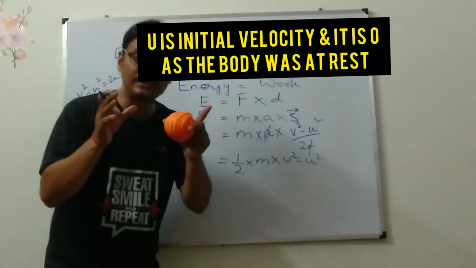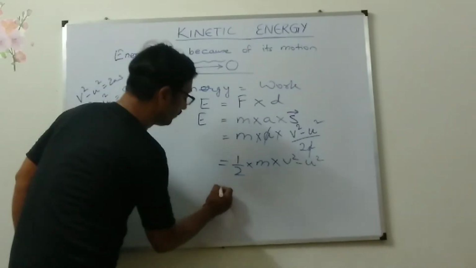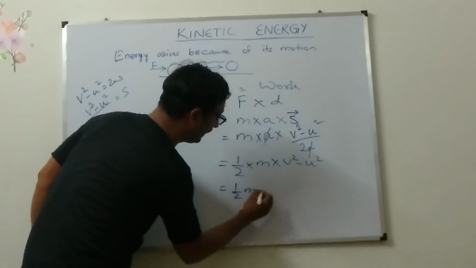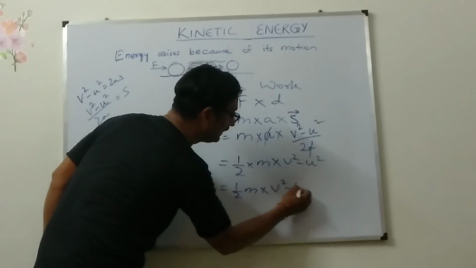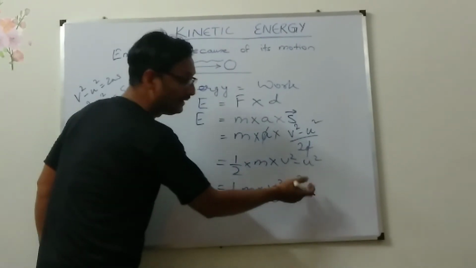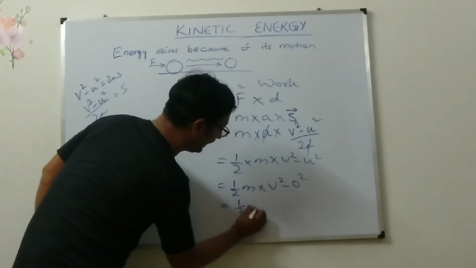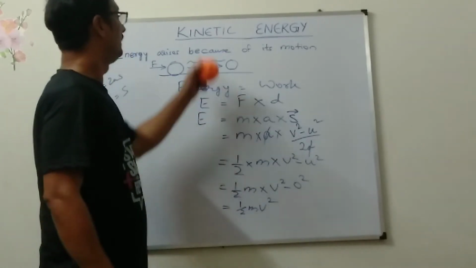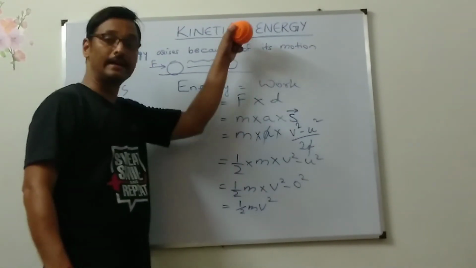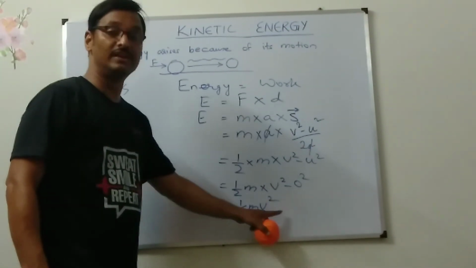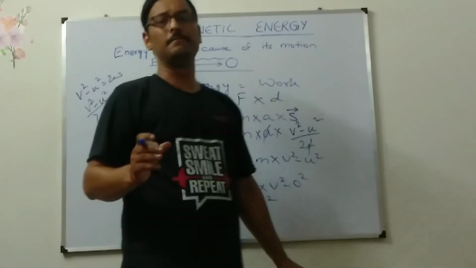If the initial velocity is 0, then what can I write? Half M into V square minus 0 square. V square minus 0 means V square. So half M V square. This is the formula of kinetic energy: half m v square.